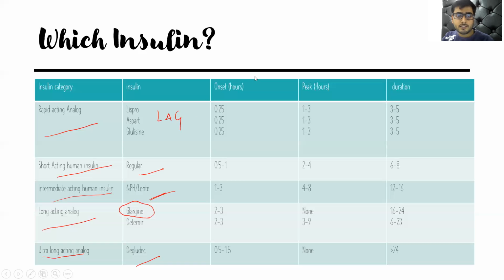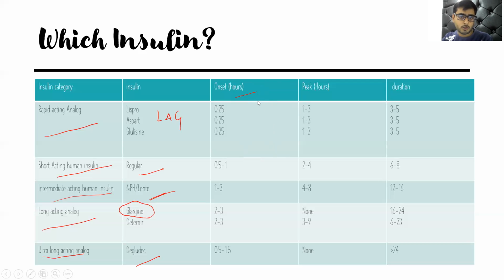So let's see the onset of action. Onset of action means after giving insulin, after how much time will it start acting? It is given in this table in hours. You will get this type of table in almost all the common, famous books. You can get it easily there.